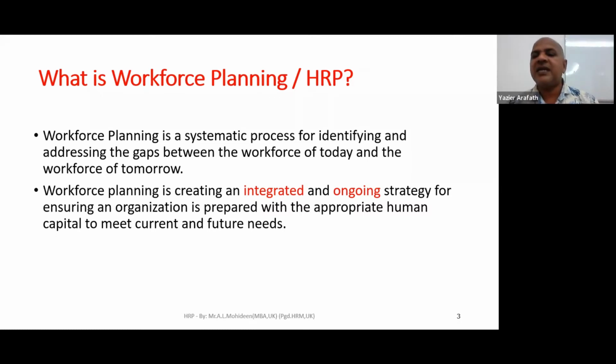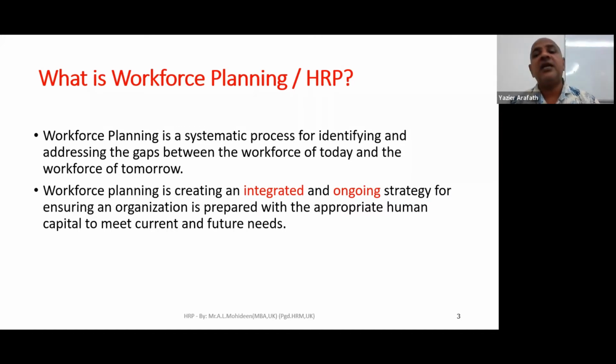Workforce planning, another point. Workforce planning is creating an integrated and ongoing strategy for ensuring an organization is prepared with appropriate human capital to meet current and future needs. This we already discussed. Now, it should integrate with organizational strategy. How the organization is going to go, how many people we need for the future. So everything should be calculated accordingly.